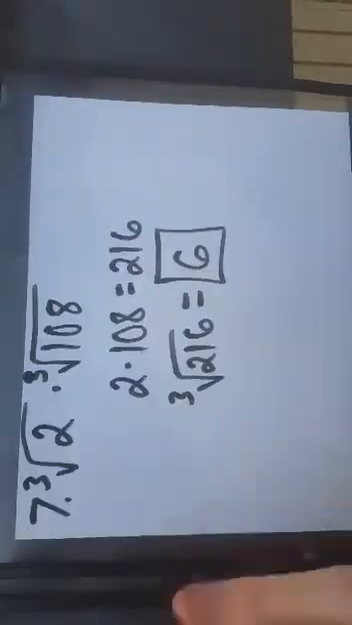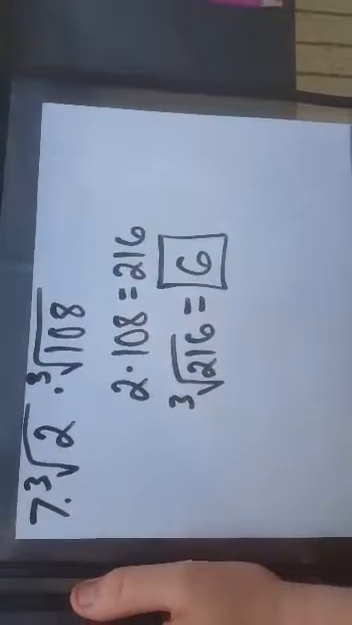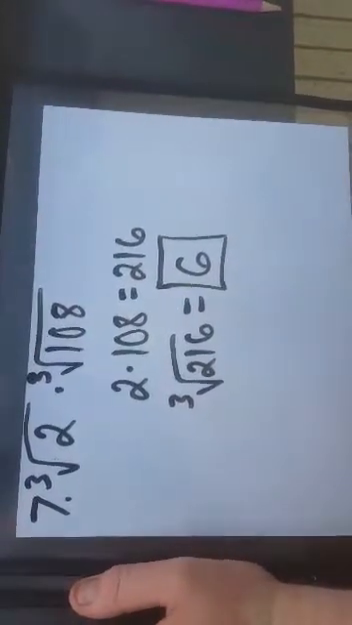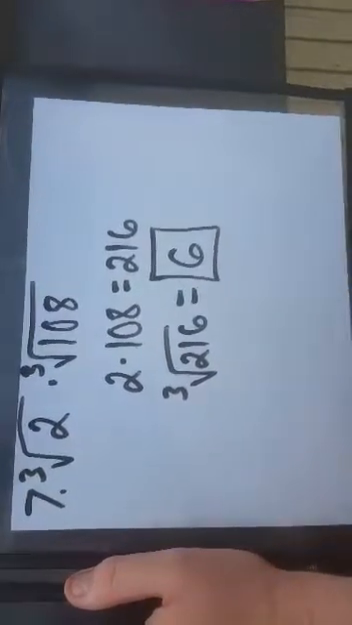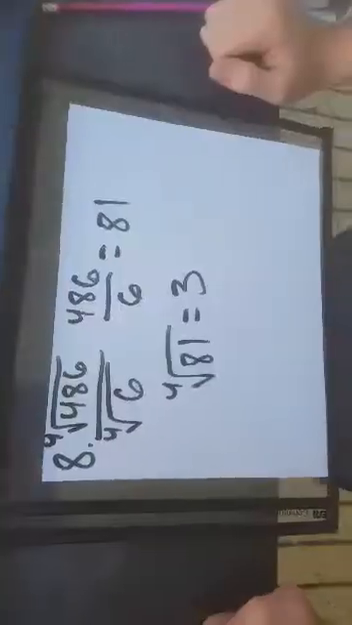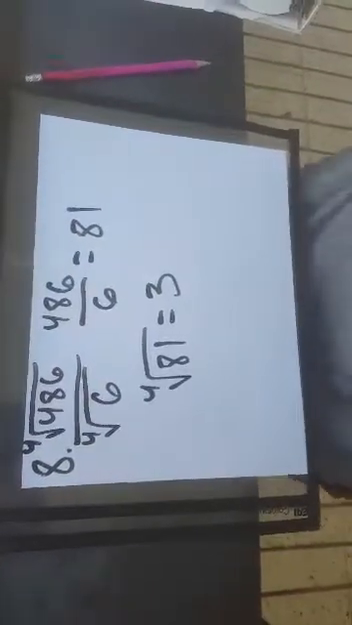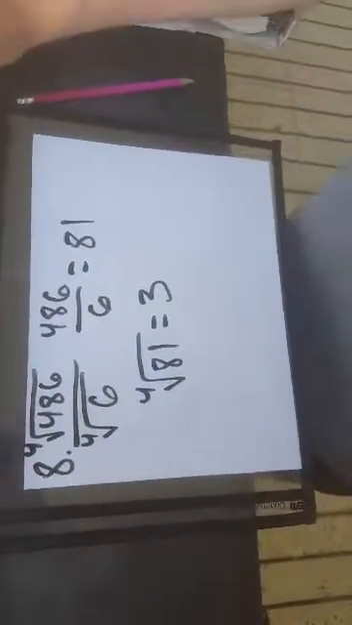Number 7, you have to multiply numbers in the radical, which is 2 times 108. 2 times 108 equals 216, which is a perfect cube, with cubed root equal to 6. And that's your answer. Problem number 8, you have two radicals being divided by each other.